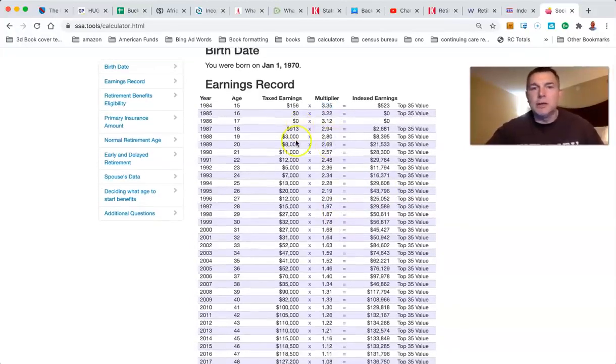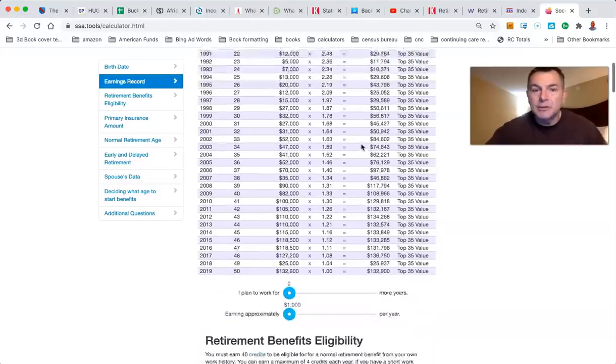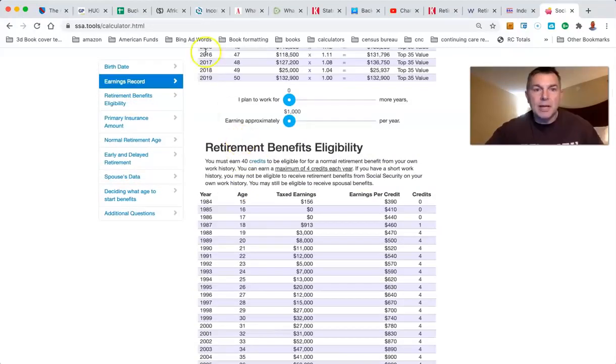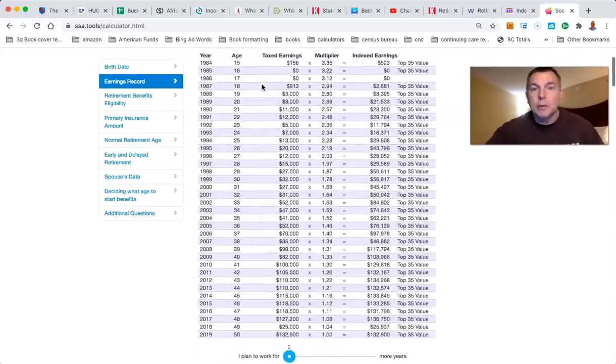All right, so basically what I've done here is I said, okay, I made 156 bucks in 1984 when I was 15. They take my multiplier and give me 523 bucks as my index earnings, because I only have 36 years of record, from 1984 to 2019. That is in my top 35. The one right here is not, because I have 34 years of actually making money and 2 years where I had goose eggs, which inherently means 1 year I will have a goose egg. So check this out.